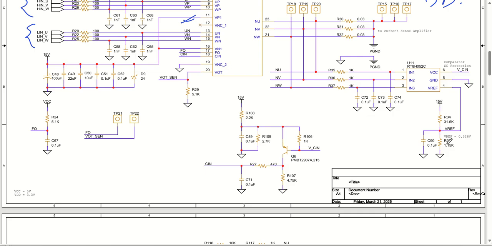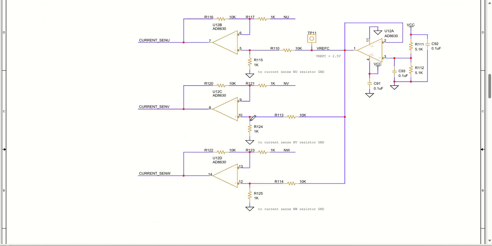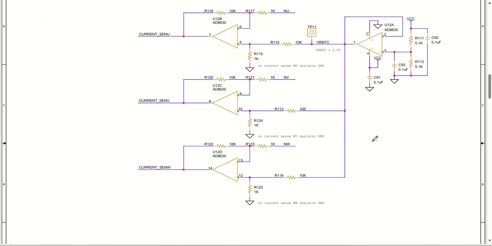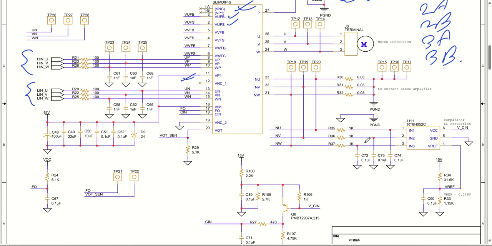If you want, you can use other values as well, but make sure the V reference value is this much. Moving to the next part of the circuit, we have current sensing. What happens is, these three lines, NU, NV, NW, are going to go through the amplifier, and there the current flowing through the resistors can also be monitored.